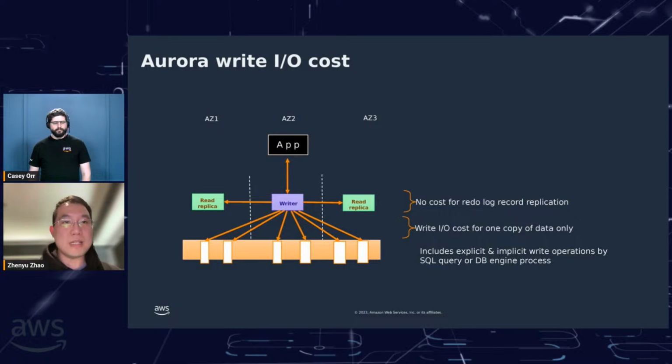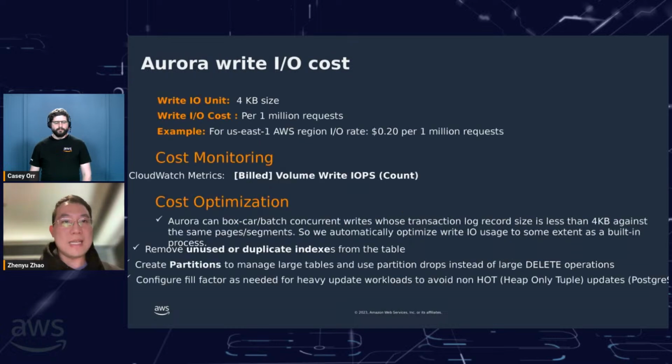And the other side is the write cost across your different AZs. That's exactly the same. The write size is always priced by a 4K size unit, the traditional database block size, and per million requests, 4Ks will be charged as a unit. And the key metric to monitor is the volume written IOPS.